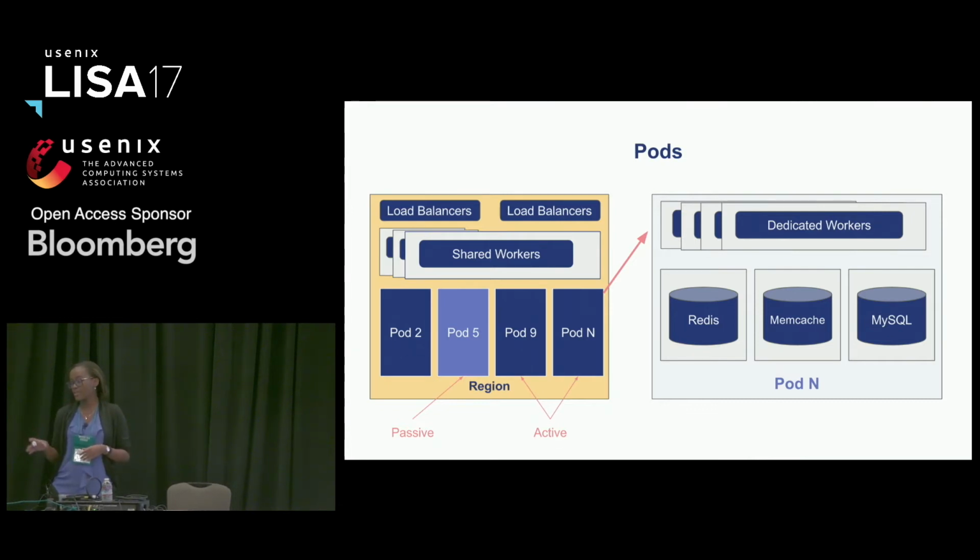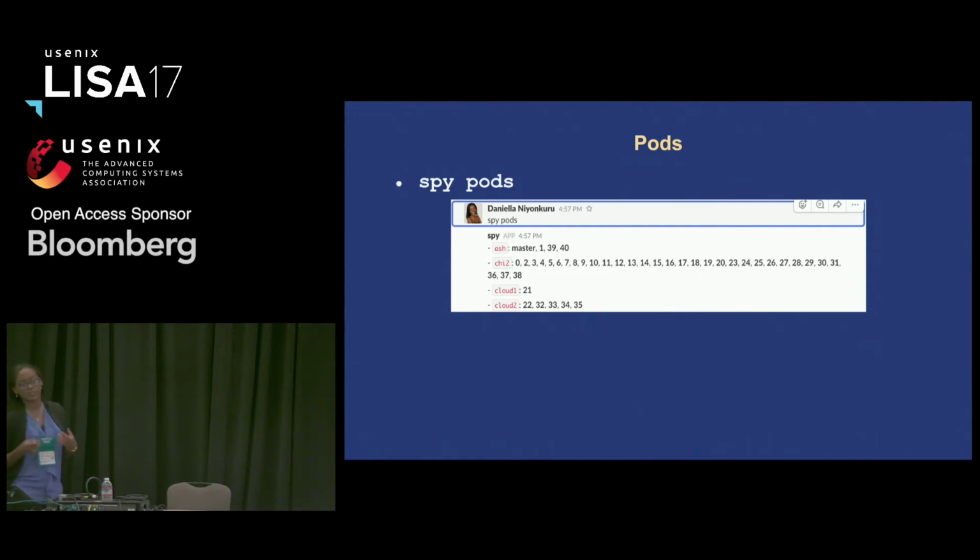The other thing you can notice here is that we have active and passive pods. A pod will only be active in one region at a time. Here, pod 5 is passive in this region, which means that it's probably active in another region. One of the commands that we have shows us which pods are active in which region. Spy pods will show us, for each of the regions that we have, such as the Ashburn data center, the Chai data center, and all the other ones, which pods are active in each one of those regions.